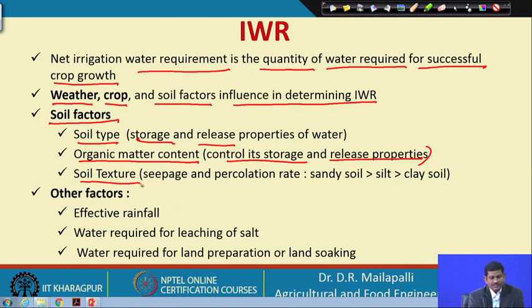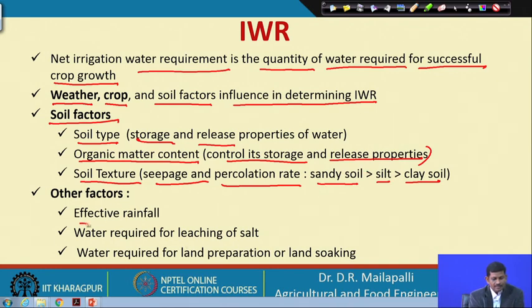Soil texture affects the seepage and percolation rate. Sandy soil has a greater percolation or seepage rate than silty soils and clay soils. So sandy soils require more irrigation water compared to silty soils.